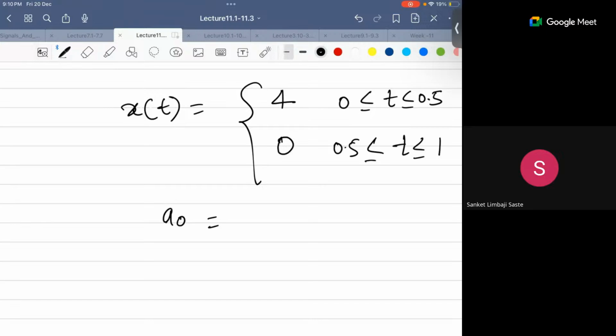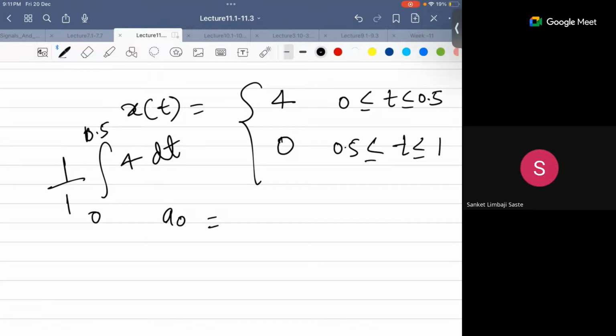It's 1 by T, integration from 0 to 1, 1 by 1 integration 0 to 1. So basically from 0 to 0.5, 4 times dt. So basically 0 to 0.5 only, 4 dt. Yes, sir.